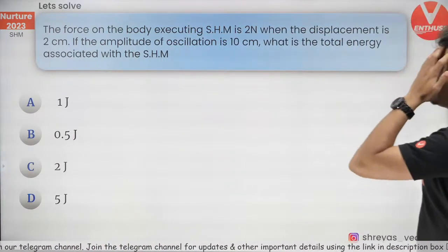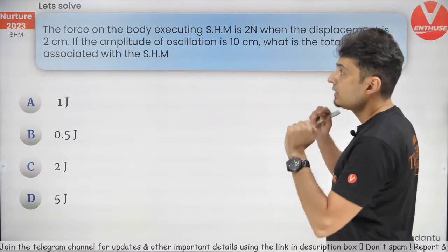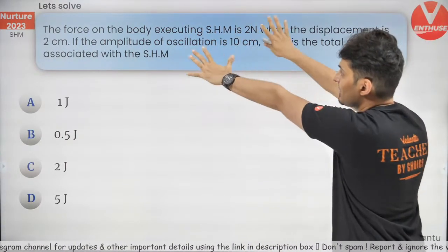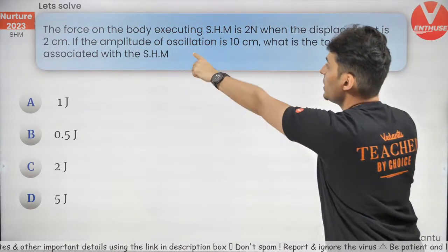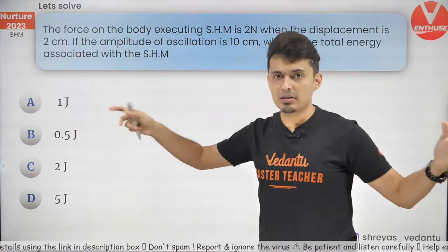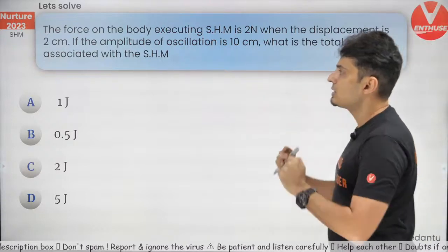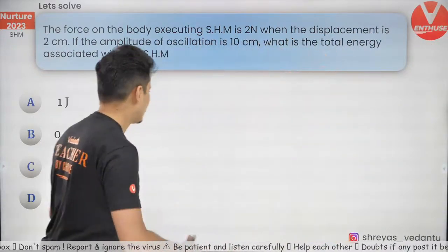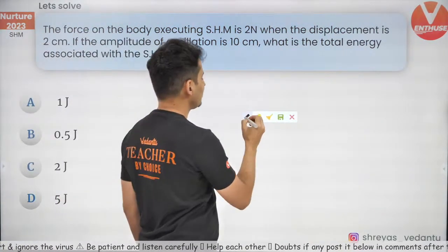Okay. So, the force on a body is 2 Newton when the displacement is 2 centimeter. So, there is a body which is probably executing SHM and the force is 2 Newton when the instantaneous displacement is 2 centimeter, and the amplitude is 10. Obviously the amplitude is going to be much larger. What is the total energy of the SHM? Let's try to visualize what's exactly happening, then we'll start solving it.